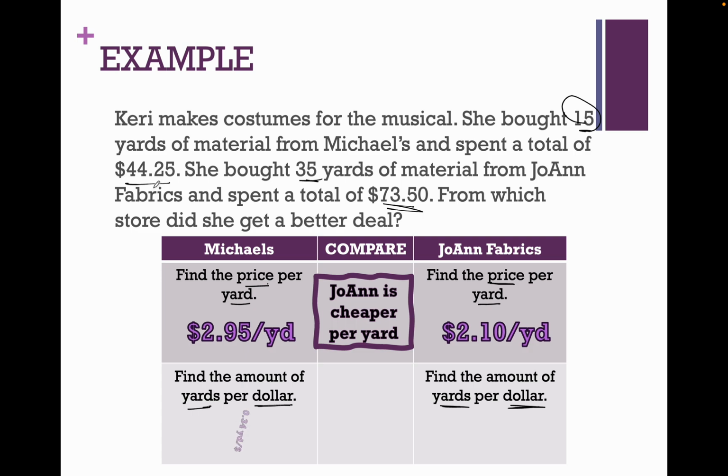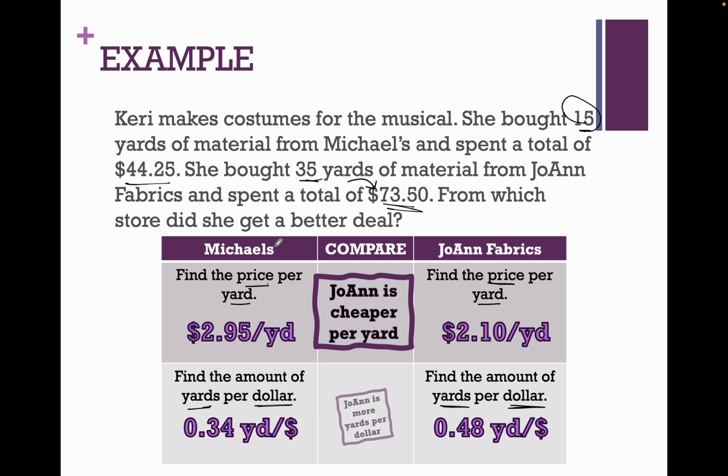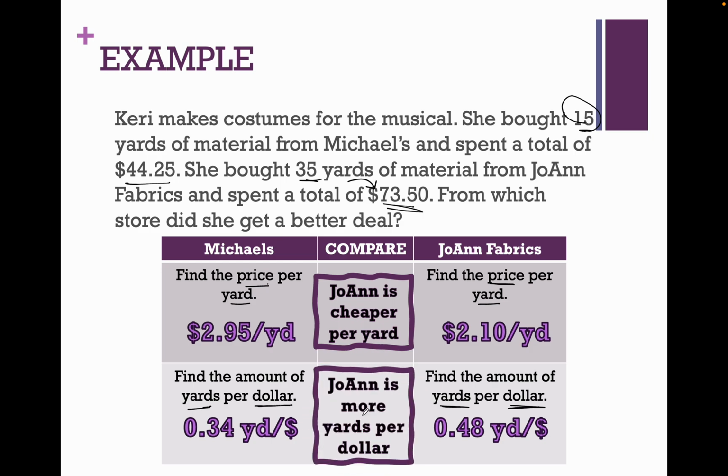And for Michaels, that is about 0.34 yards per dollar. That means that for every dollar, you get about 0.34 yards of fabric. And then for Joann Fabrics, 35 yards divided by 73.50 is about 48 yards per dollar. In this case, if we are looking at how many yards you get for your dollar, the better deal is still Joann Fabrics because you're getting more yards per dollar. So both times, Joann Fabrics is our better deal.